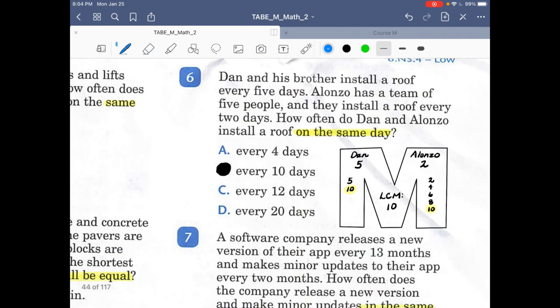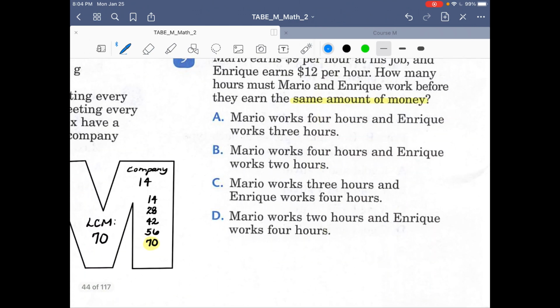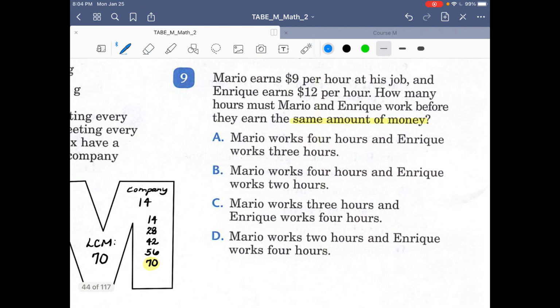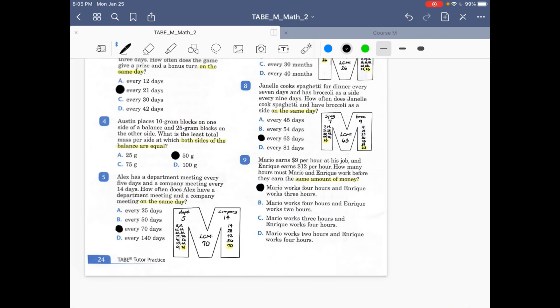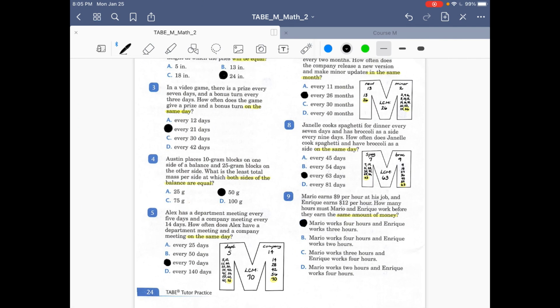And if you look back at your choices, it's going to be option A. Mario works for 4 hours and Enrique works for 3 hours. I like that question. That is a very good application of this skill. If you ever get a job in payroll, you may have to do that sometime.